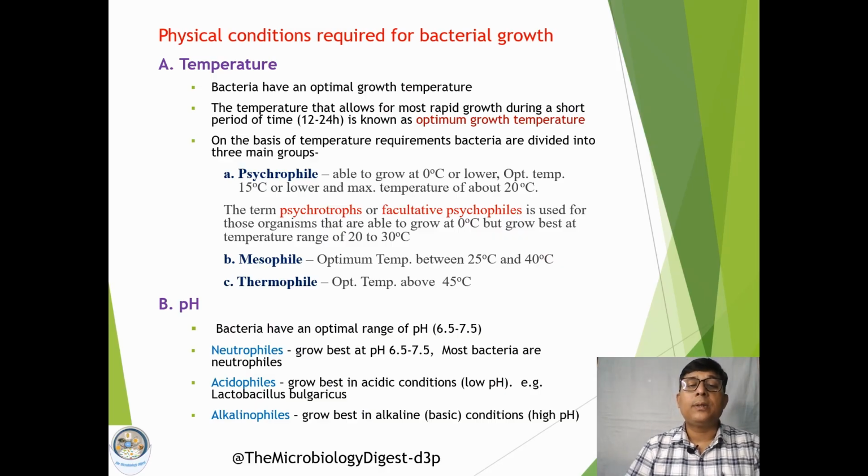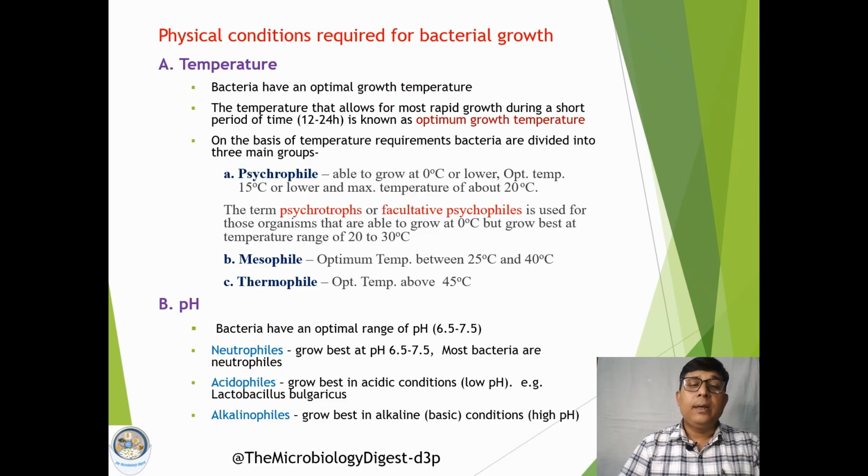Then the third group is the thermophiles. From the name or term itself, it indicates that they grow at a higher temperature. The optimum temperature is always above 45 degrees centigrade. That is why they are called thermophiles.